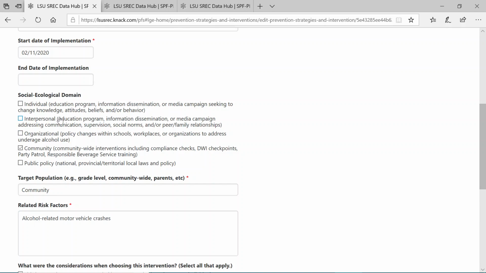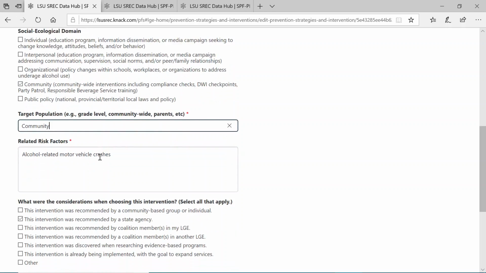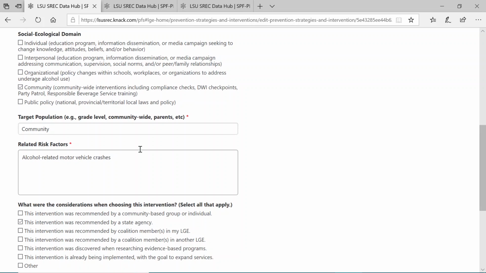You should be pretty familiar with these. But just in case, I put a bunch of examples in parentheses next to each one, so it'll help you choose which ones are applicable. We want to know the target population, if it's community-wide, if it's just for a certain grade level or for youth, things like that. You can detail that there. Next, we want you to put the risk factors that are related to this intervention. This should all be reminding you of your logic model.